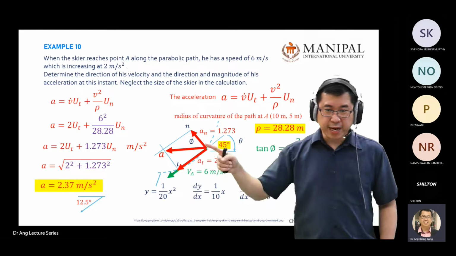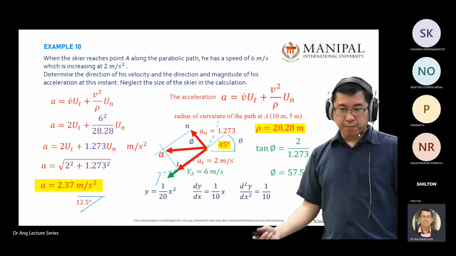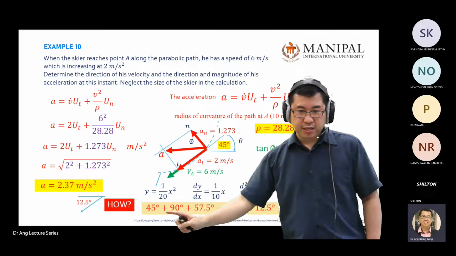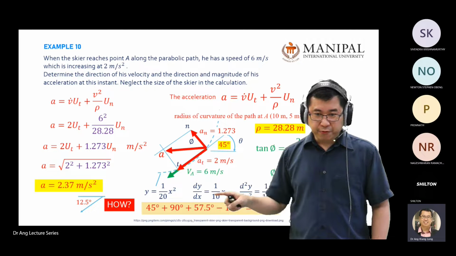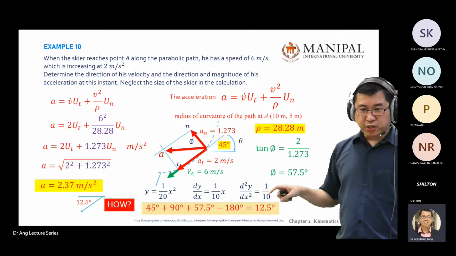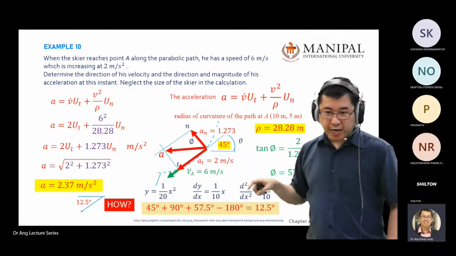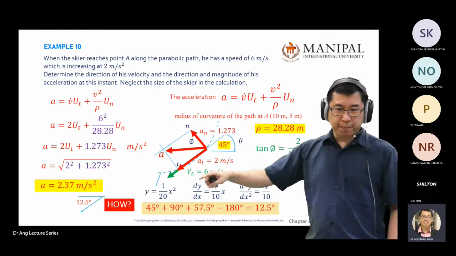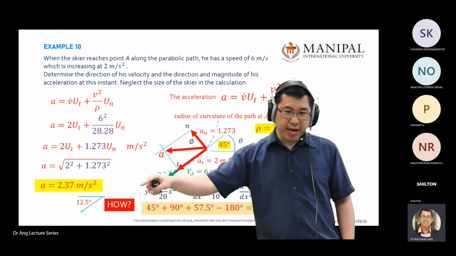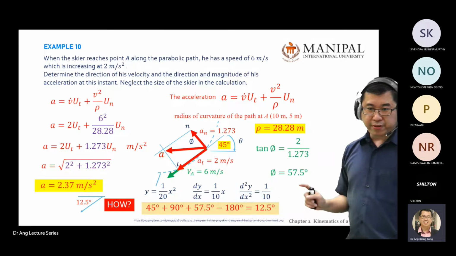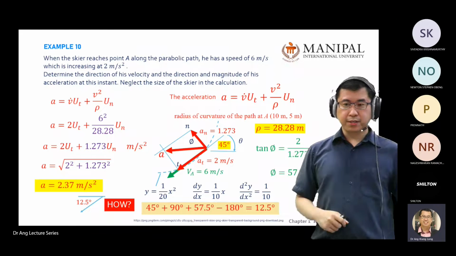And how do you find the balance that you calculate from horizontal? Basically, you take 45 degrees, 90 degrees, 57.5, minus 180 degrees. The balance will be the direction of your acceleration. You'll get 12.5 degrees pointing downwards from the horizontal. That's why I draw a horizontal line and an arrow pointing down 12.5 degrees. Does it make sense to you?